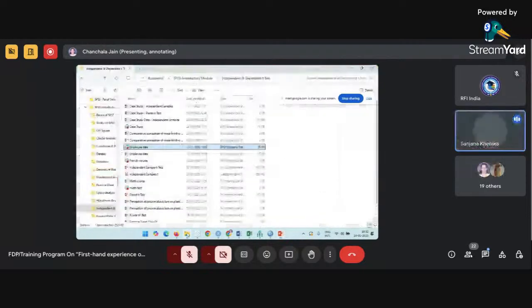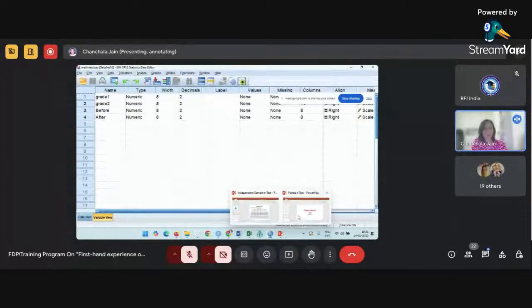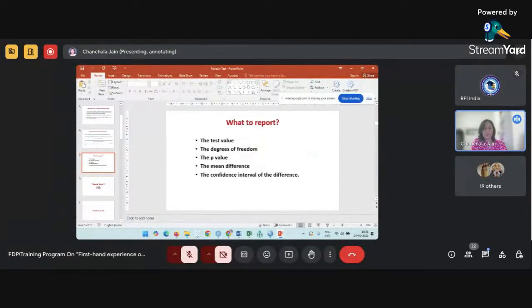Ma'am, please show the previous slide. What we need to report? I think I told you this previously also. These are the things which you need to report generally: the test value, degrees of freedom, p-value, mean difference, and the confidence interval of the difference.